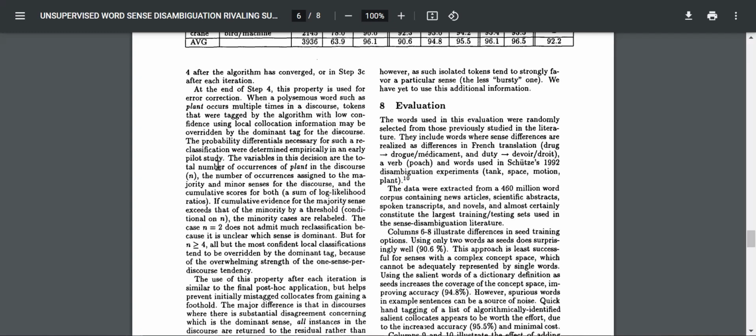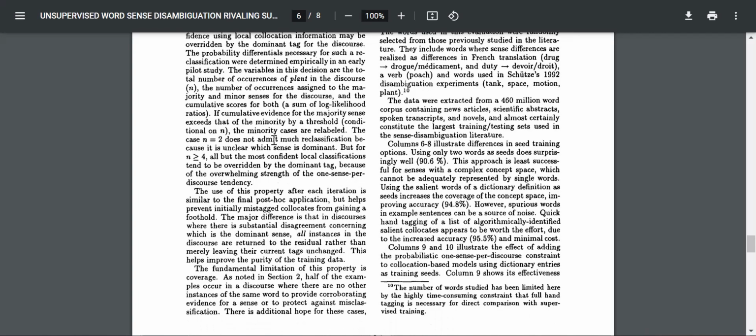The variables in the decision are the total number of occurrences of the word plant in the discourse, the number of occurrences assigned to a majority and minority sense for the discourse, and the cumulative score for both, so a sum of log likelihood ratios. So if cumulative evidence for the majority sense exceeds that of the minority by a threshold, the minority cases are relabeled.